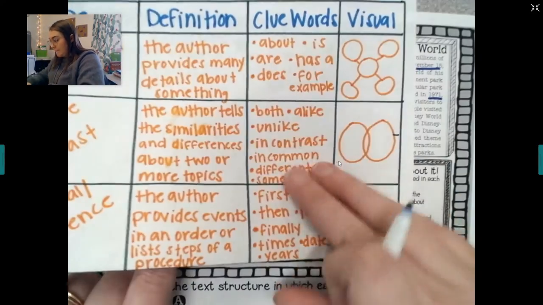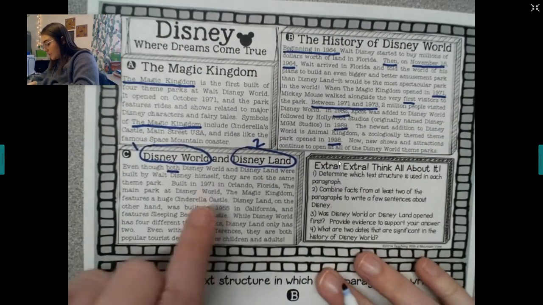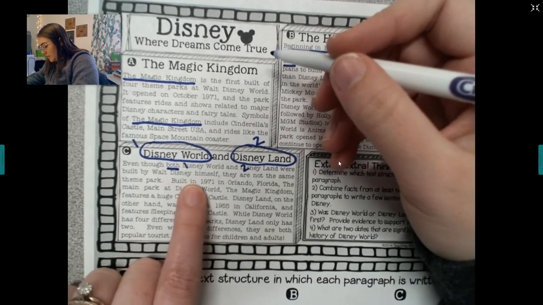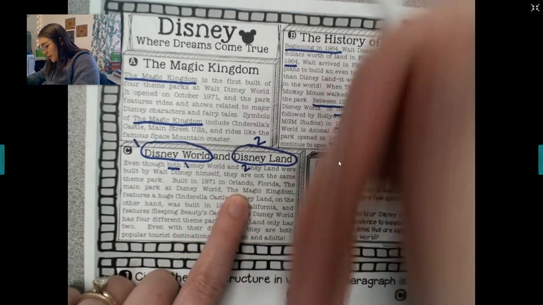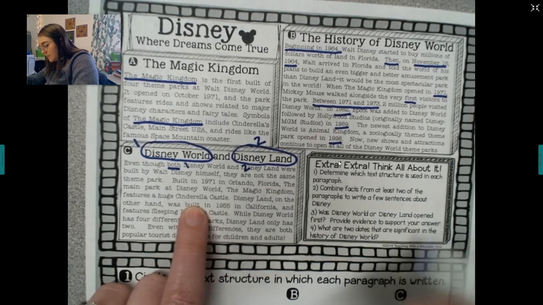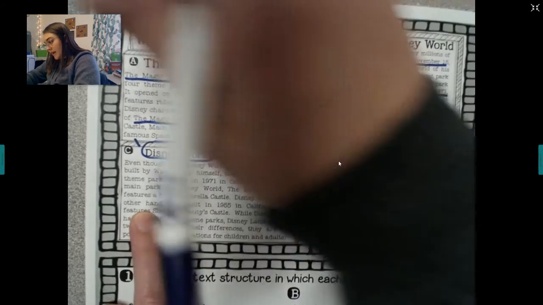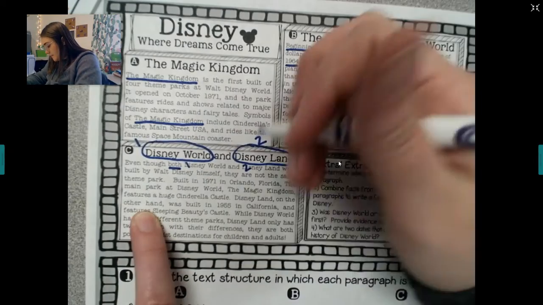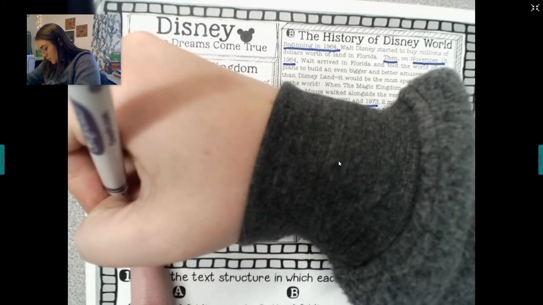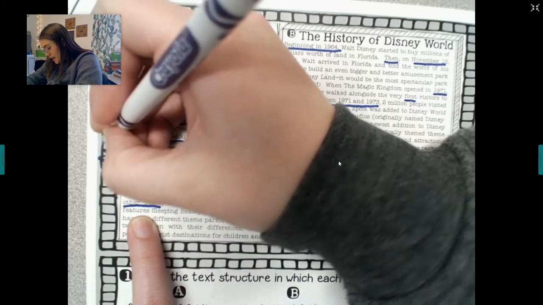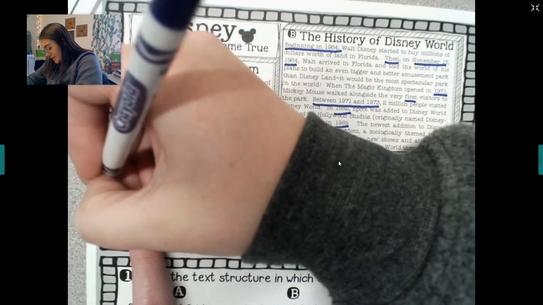So even though both, both is a key word for compare and contrast. Even though both Disney World and Disneyland, again, 1 and 2, were built by Walt Disney himself, they are not the same theme park. Built in 1971, Orlando, Florida, the main park at Disney World, the Magic Kingdom features a huge Cinderella castle. Disneyland, on the other hand, is another transition word. So it told me facts right here about Disney World, right? Now he's going to tell me facts about Disneyland.